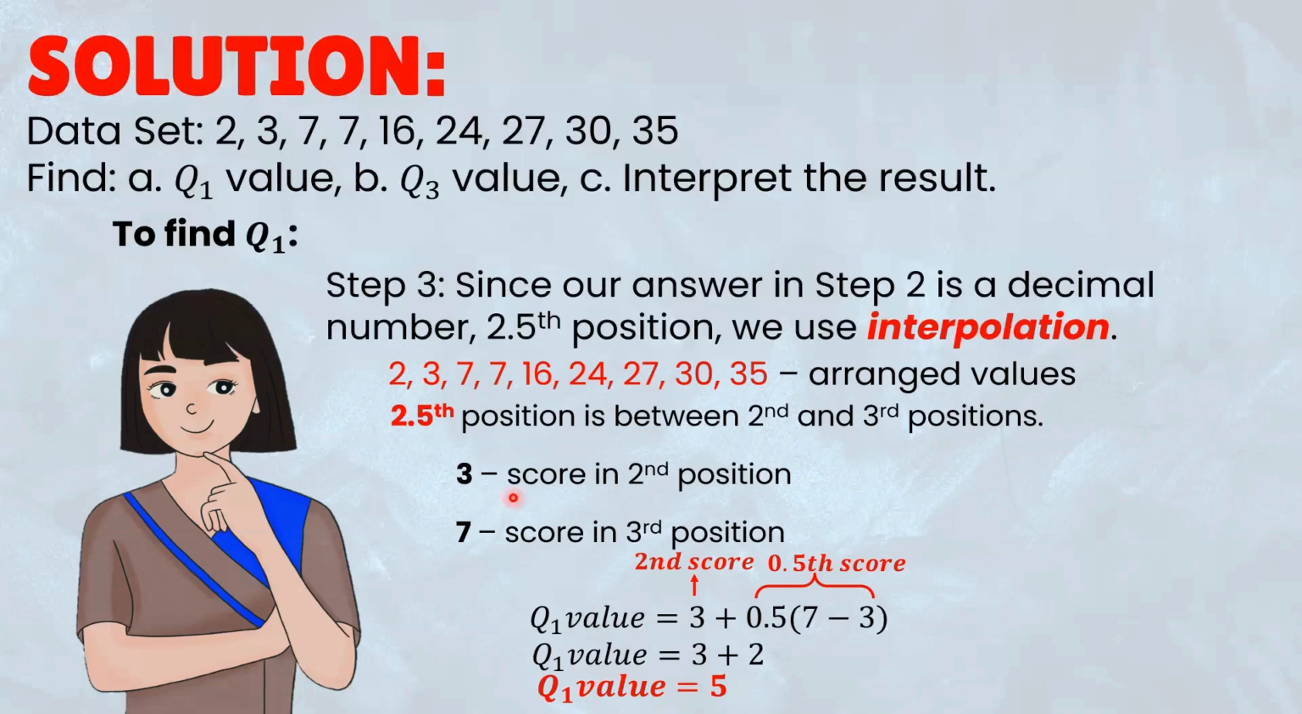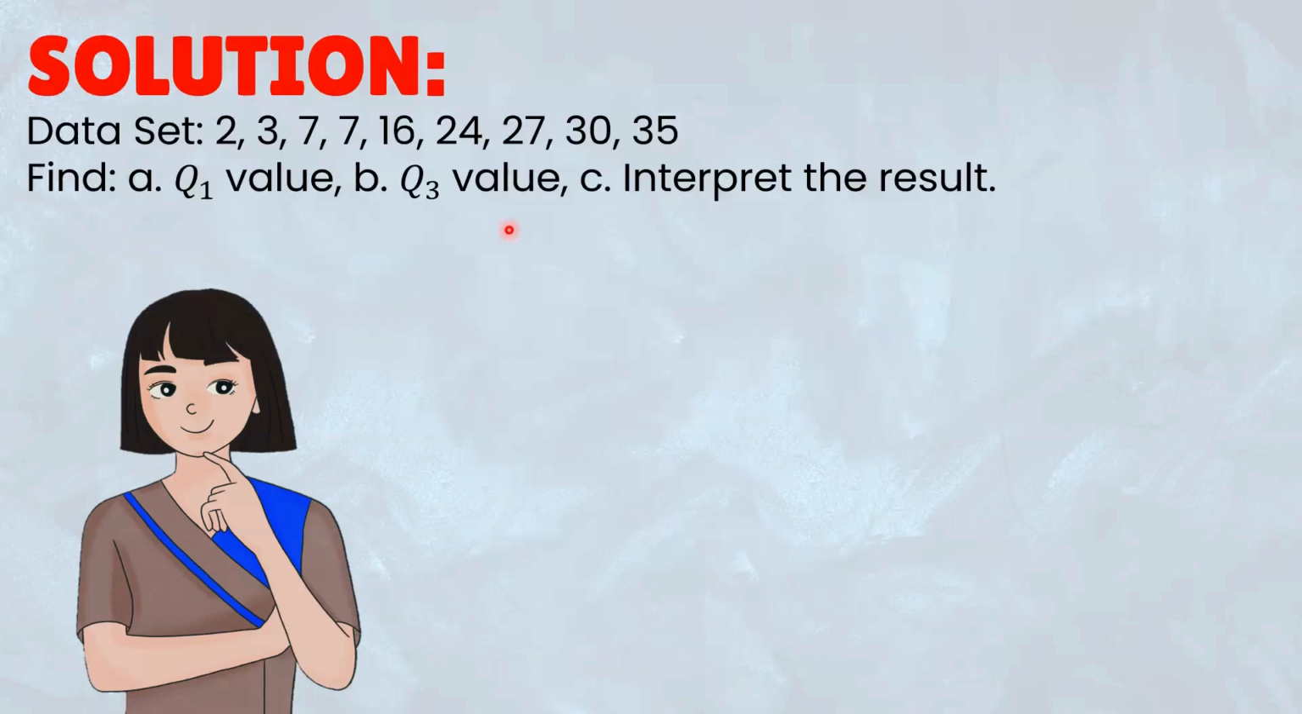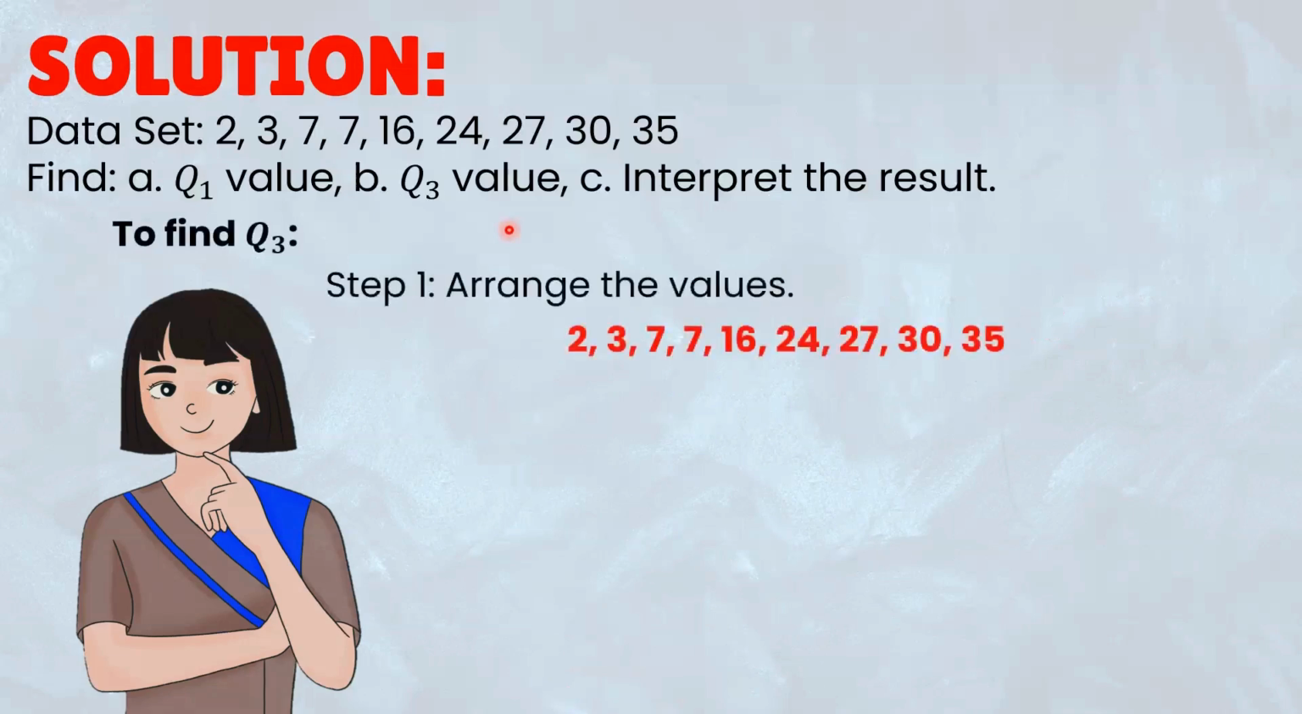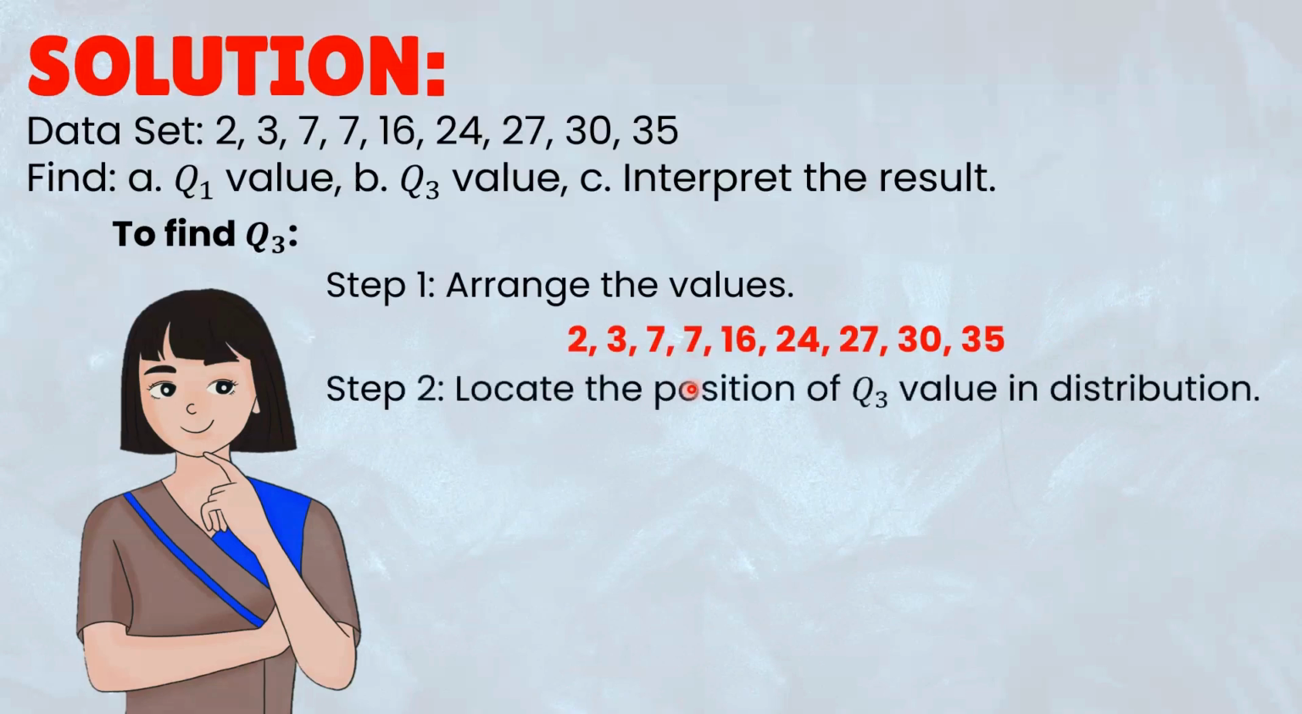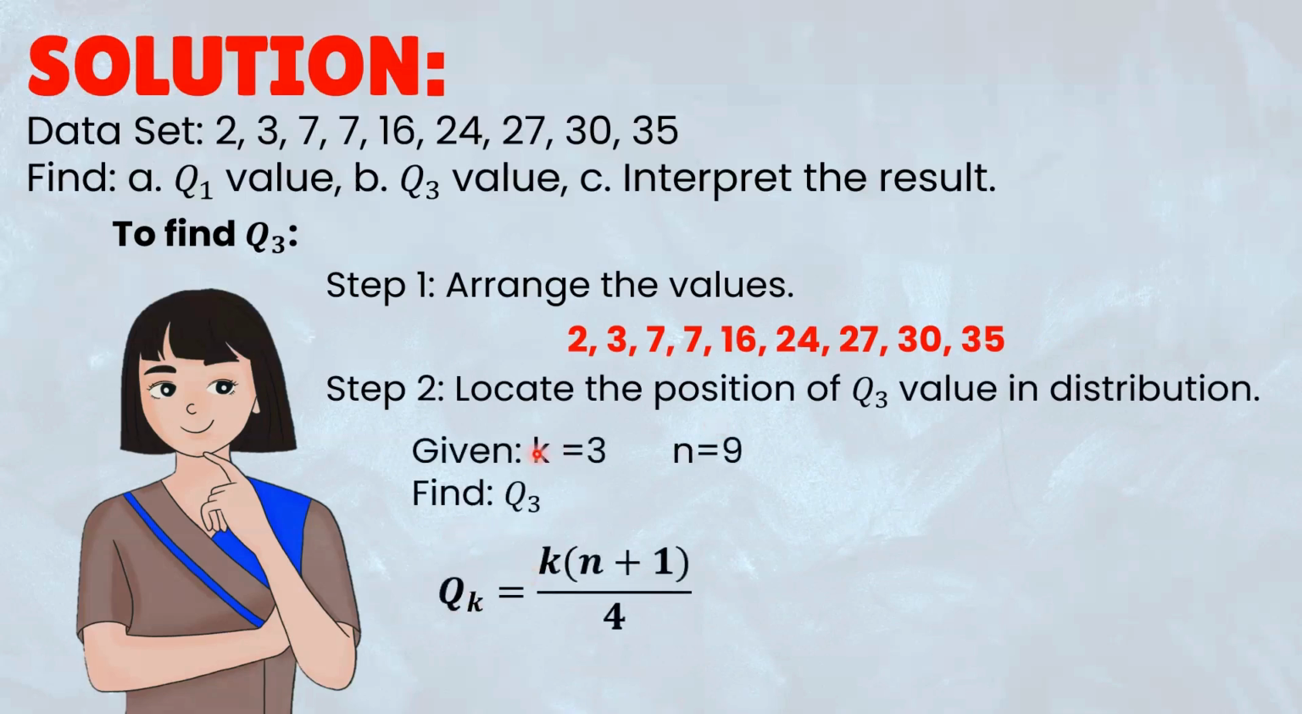Okay, now let's find the Q3 value. So first, we have to arrange the values. We use the same data set. Next, we locate the position of the Q3 value in our distribution. We will be using the formula. So we are looking for the quartile 3 value. That's why we have here Q3 for our find. And for our given, K will be equal to 3 and N is equal to 9, for we have 9 values in our data set.